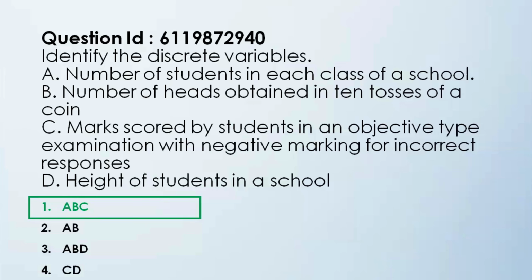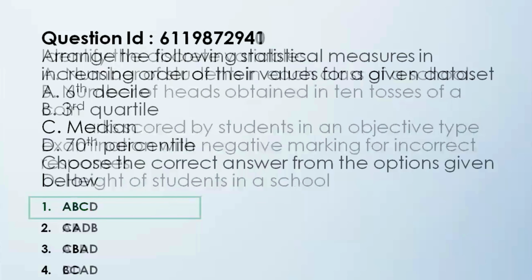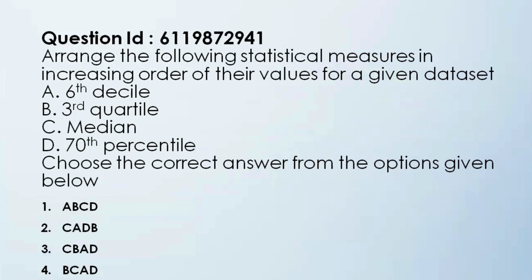So in objective type examination, mostly the correct answer option will fetch you a whole number mark. Statements A, B, and C talk about discrete variables, and hence the first option becomes the correct answer. Moving on to the next question. Arrange the following statistical measures in increasing order of their values for a given data set: 6th decile, 3rd quartile, median, 70th percentile. Choose the correct answer from the options given below.